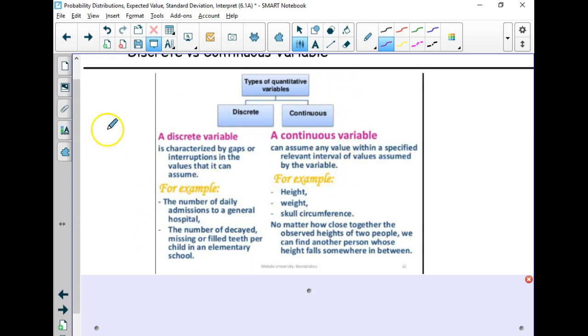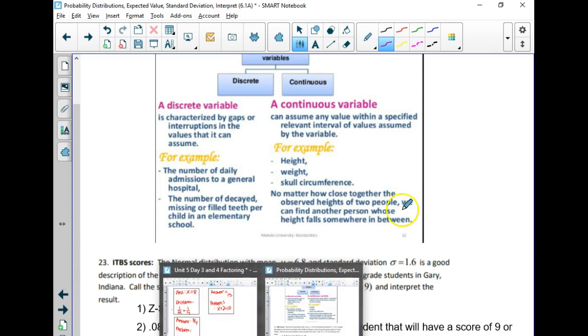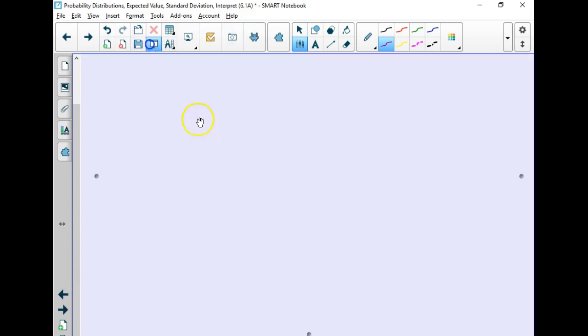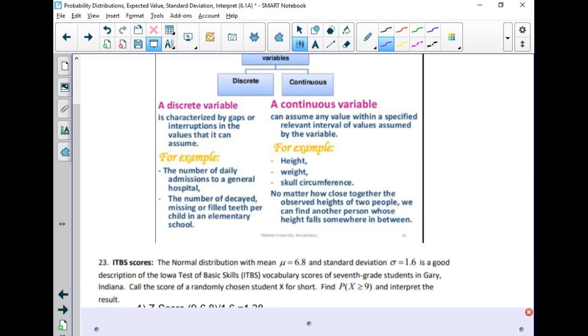Now, oftentimes, continuous random variables are normal, and it will state that. So I have number 23 here, and let's talk about it. The normal distribution with a mean of 6.8 and a standard deviation of 1.6 for Iowa Test of Basic Skills vocabulary scores, okay, for 7th grade students in Gary, Indiana. Call the score of a randomly chosen student X for short. Find the probability that a randomly selected student will have a score of 9 or greater than that. Find and interpret this result.